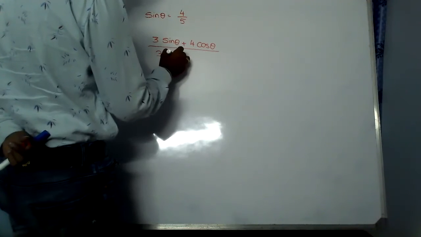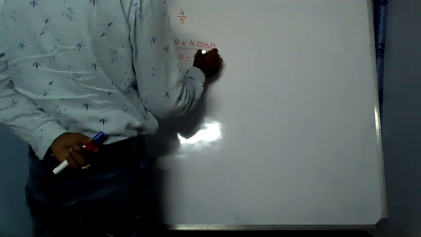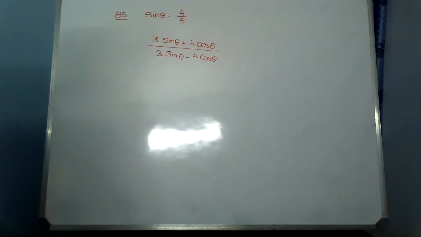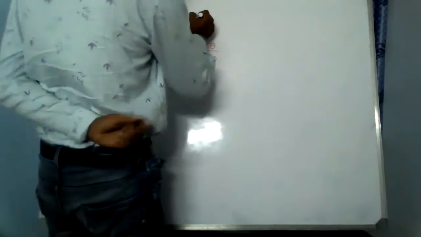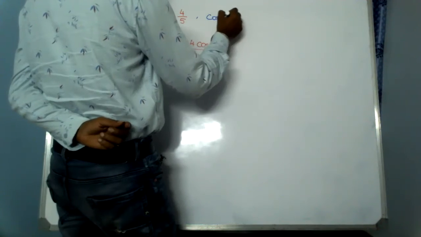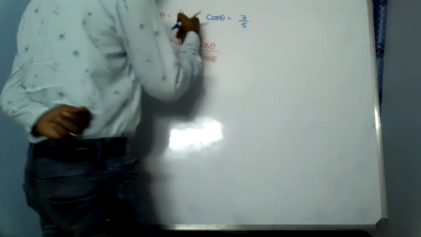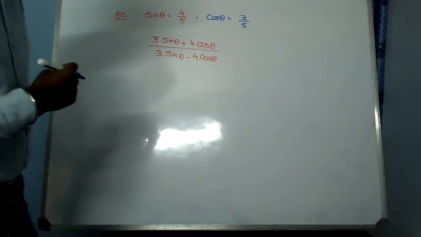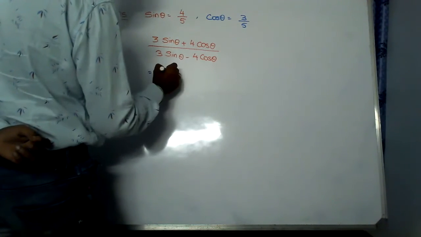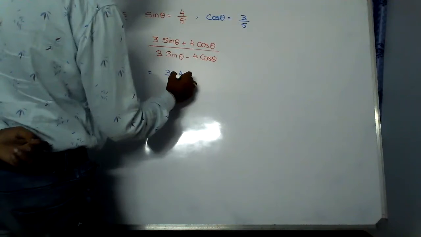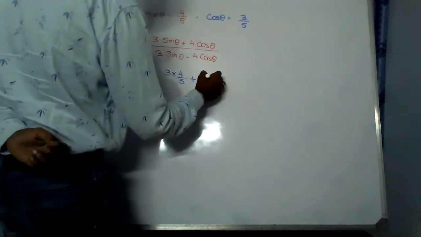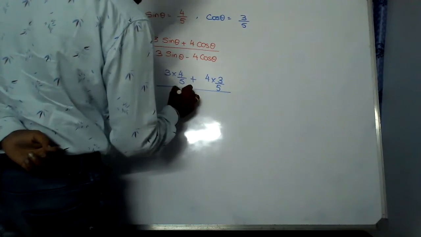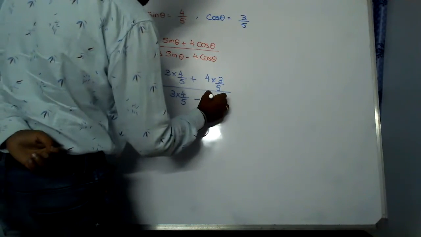Okay. So for this, if they have given me the sine theta, I can easily find out cos theta. If I have both sine theta and cos theta, I'll just substitute. So if sine theta is given here, I can write cos theta will be 3 by 5. Because it's again opposite by hypotenuse given, you'll find your adjacent. Cos is adjacent by hypotenuse. If I start substituting now, 3 into 4 by 5 plus 4 into 3 by 5, whole thing divided by 3 into 4 by 5 minus 4 into 3 by 5.